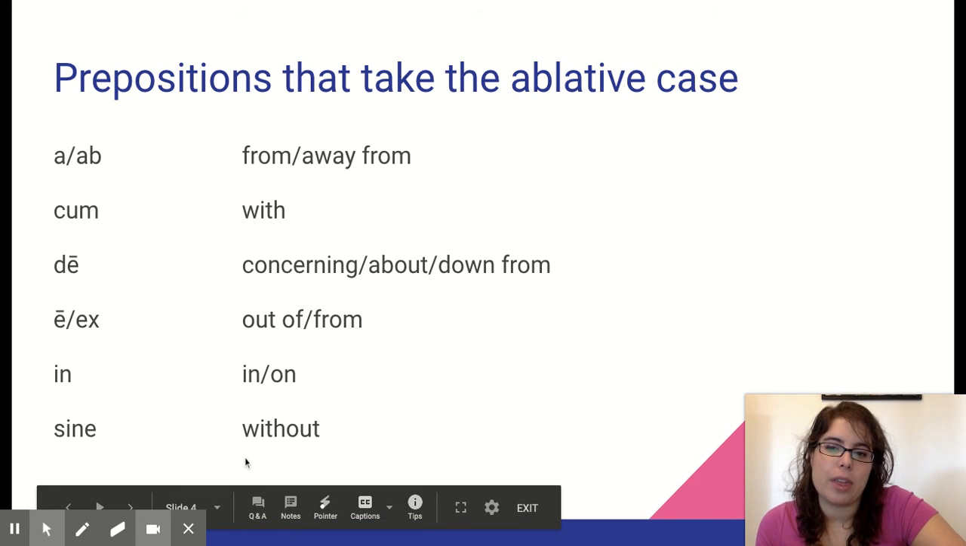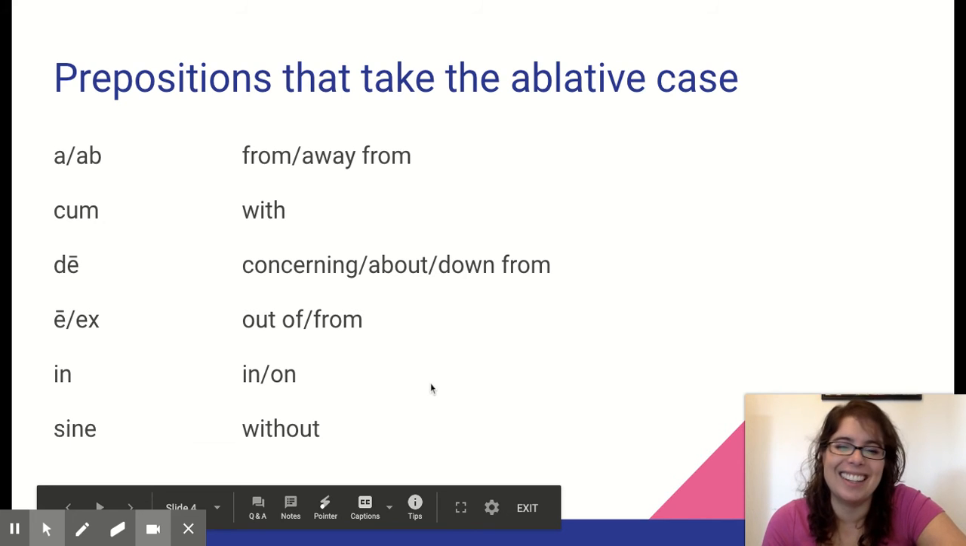Sine means without. I don't know that we've seen this one yet. We might have once or twice. But again, just means without.